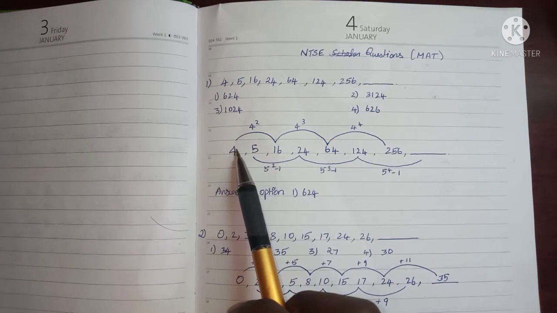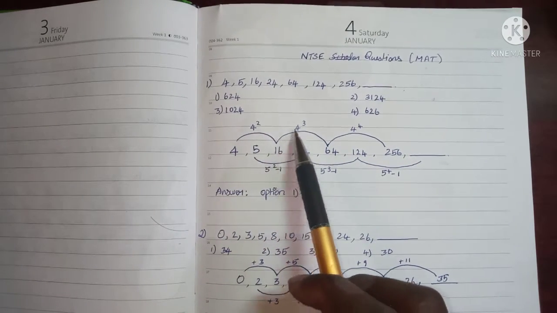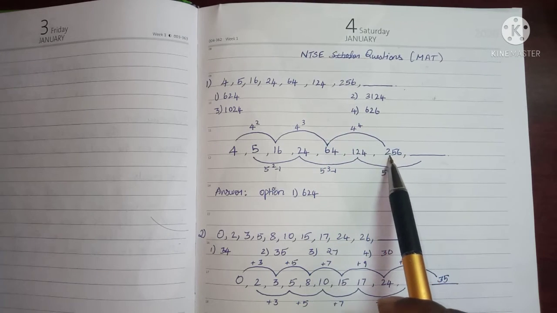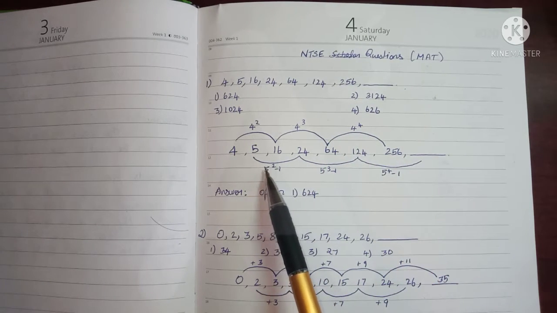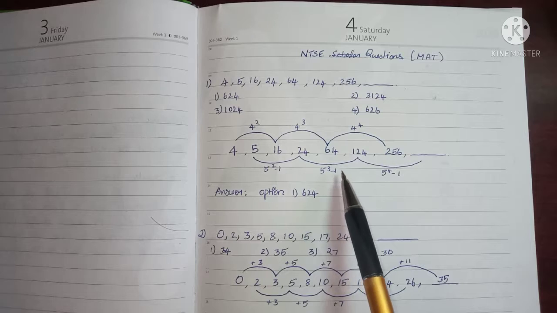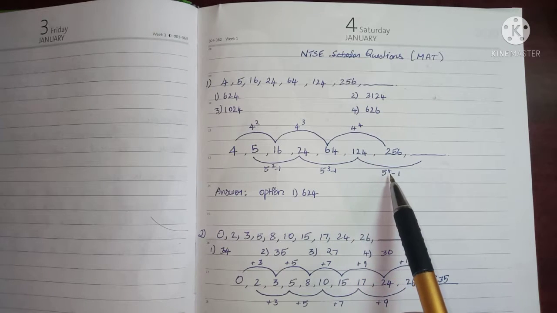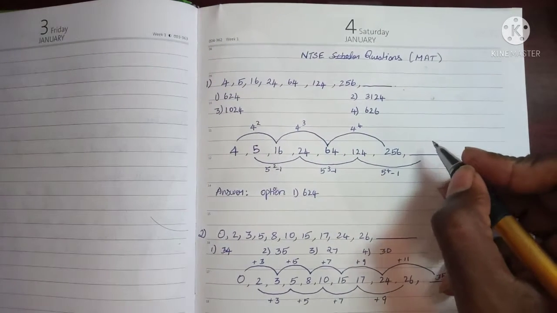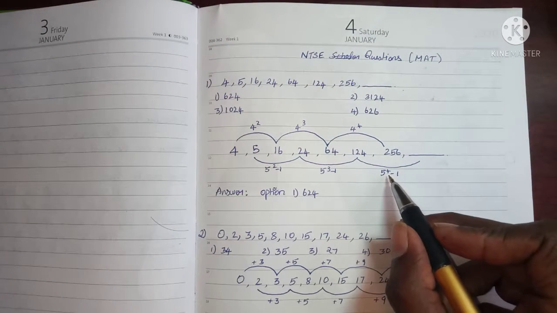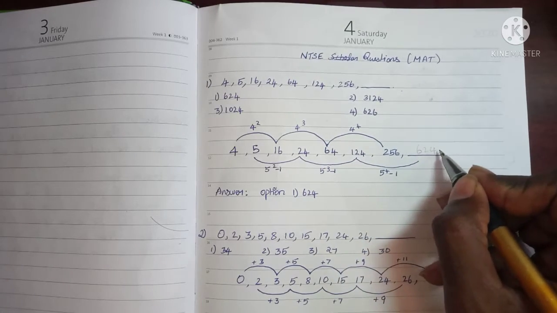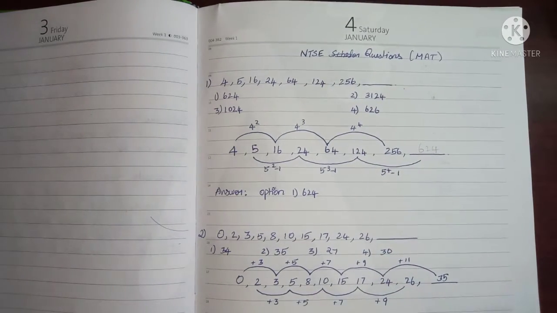So when we see 4 square is equal to 16, 4 cube is equal to 64 and 4 power 4 is 256. And in the even places, 5 square minus 1 is 24, 5 cube minus 1 is 124, so 5 power 4 minus 1 is the answer. So 5 power 4 is 625, 625 minus 1 is 624. 624 is the answer.